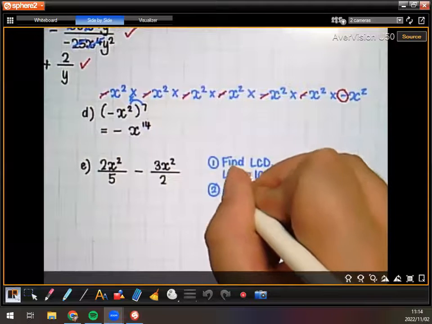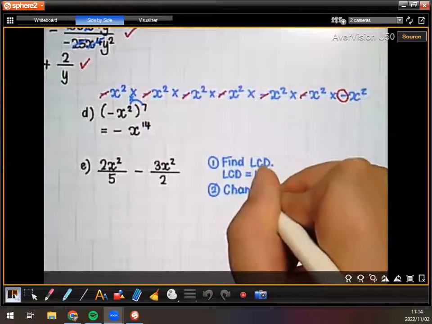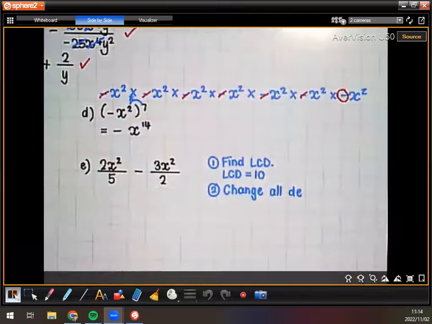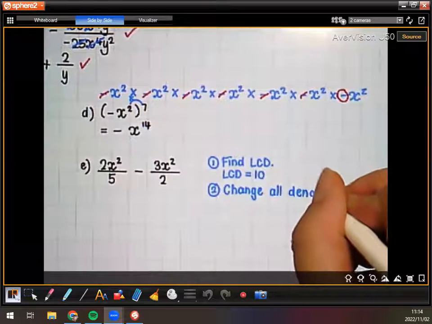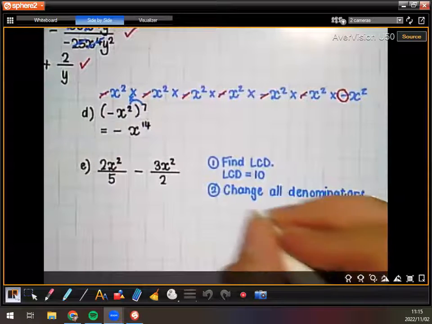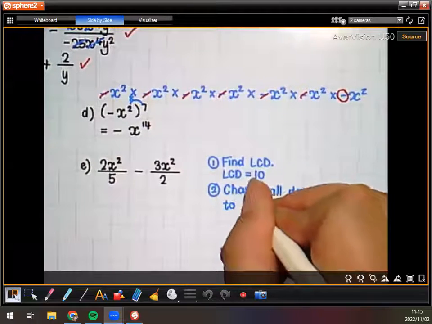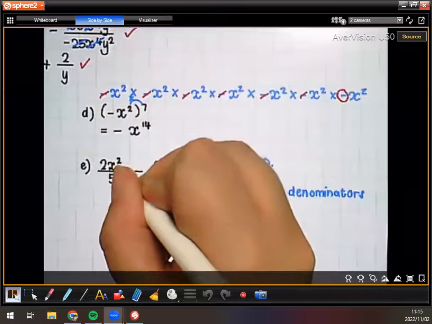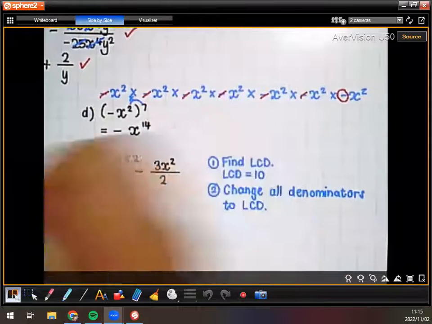So that's step 2. Change all denominators. It might not always be 2. You can have 3. You can even have 4. All of your denominators you need to change to that LCD, and multiply. So we need to ask ourselves, the first denominator is 5. What do I do to 5 to turn it into 10? Times by 2. So what I do at the bottom, I have to do at the top.